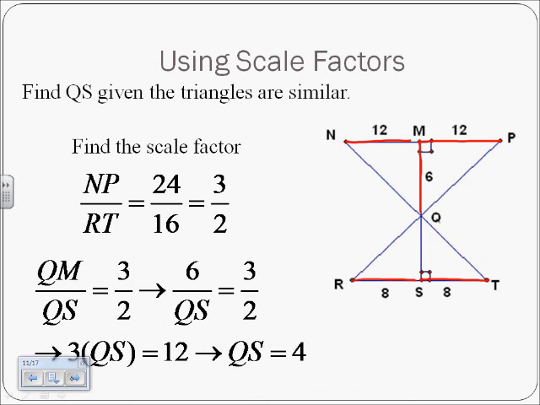And if I take my ratio of 3 over 2, that means that I have 3 over 2 equals 6 over QS, and then I'm left with cross multiplying. 3QS is equal to 12. Divide by 3 on both sides, and QS is equal to 4.